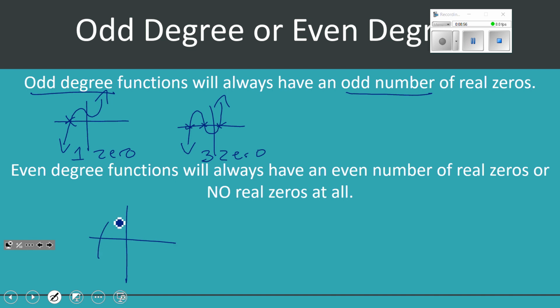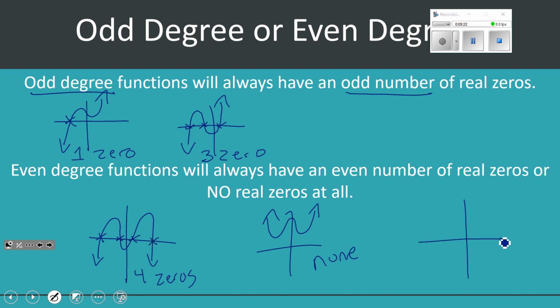4. So 1, 2, 3, 4. How many zeros are there? 1, 2, 3, 4. So it will have an even number of zeros. It could, though, look like this. 1, 2, 3, 4. How many zeros? None. So it's either going to have an even amount or it's going to have none.